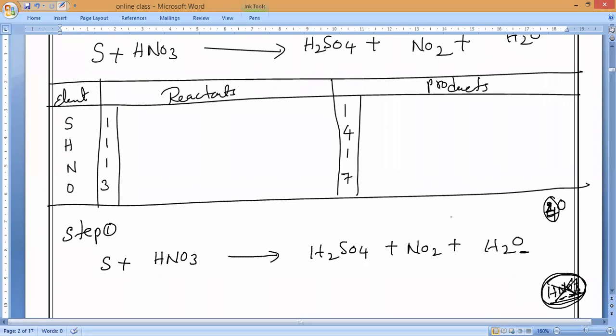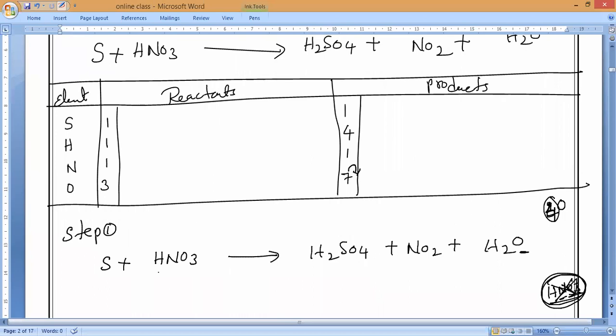So now you can observe and tell me, without changing any product or reactant, how we can make oxygen an even number. Even number means what? After 7, what is the even number? 8. Clear? So how to make it? Anybody tell me?